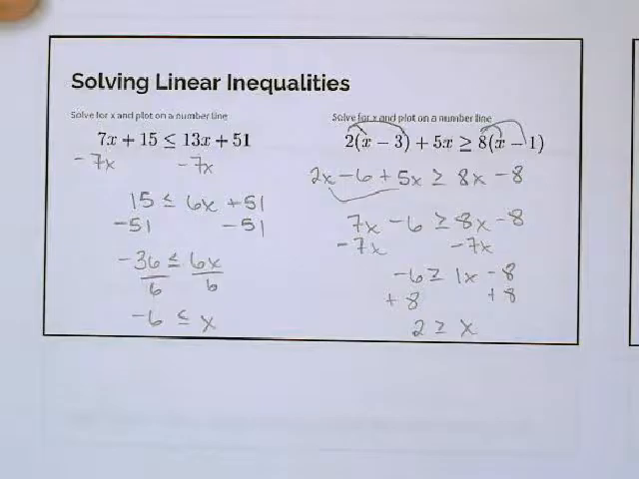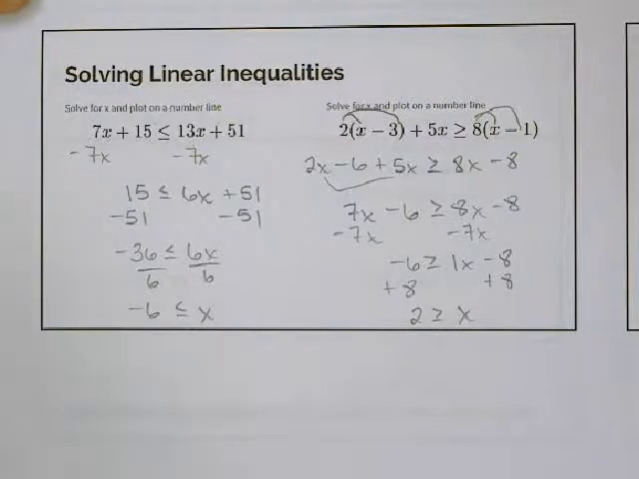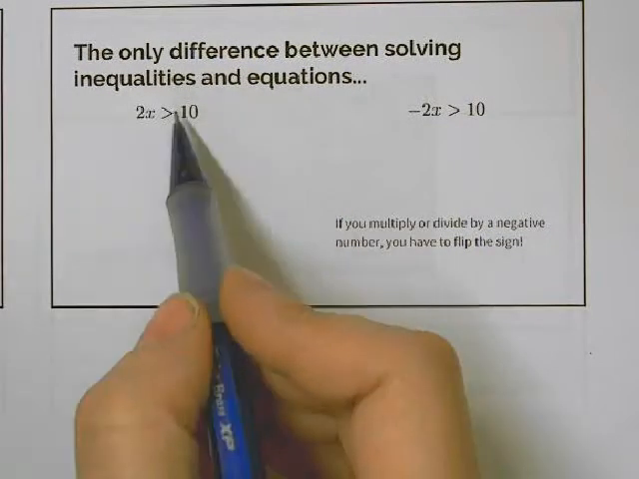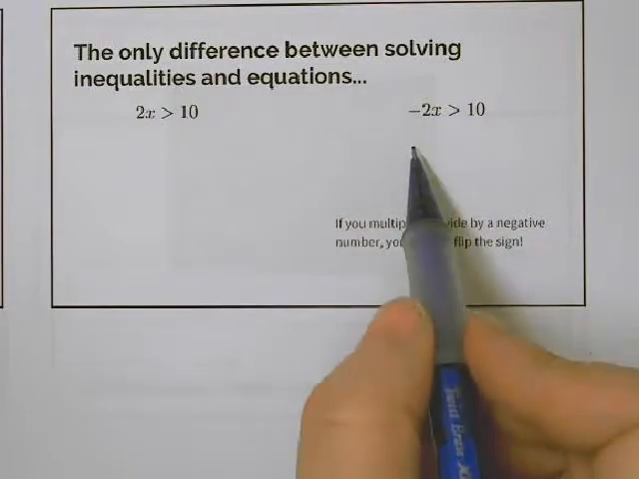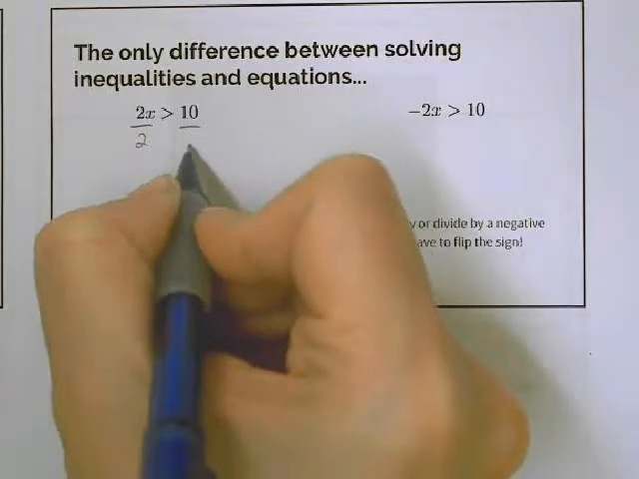So it's the same steps as solving linear equations, but something comes into play here. I want you to look at these two examples right here. I have 2x is greater than 10 and negative 2x is greater than 10. Divide both of these by 2 and I get x is greater than 5.